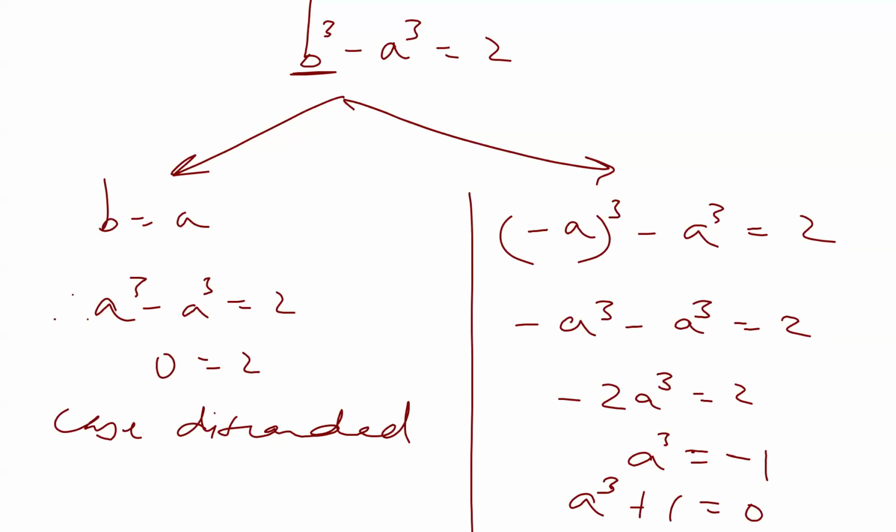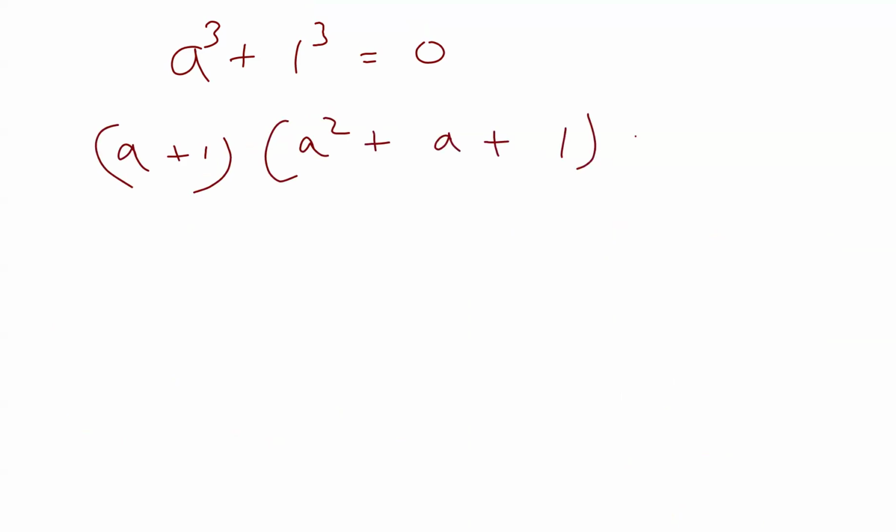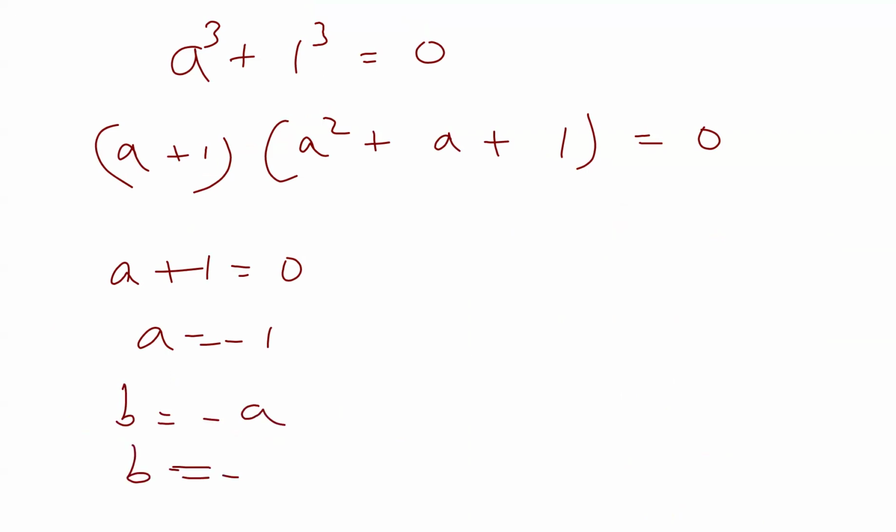A cube plus 1 cube. So (A plus 1)(A square minus A plus 1) equal to 0. So A plus 1 is equal to 0, A is equal to minus 1. Since B is equal to minus A, B is equal to minus of minus 1, B is equal to 1. This is the first answer.